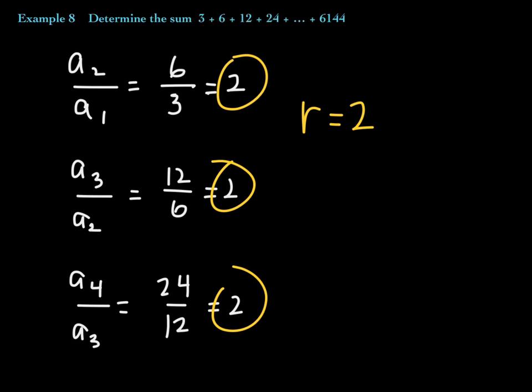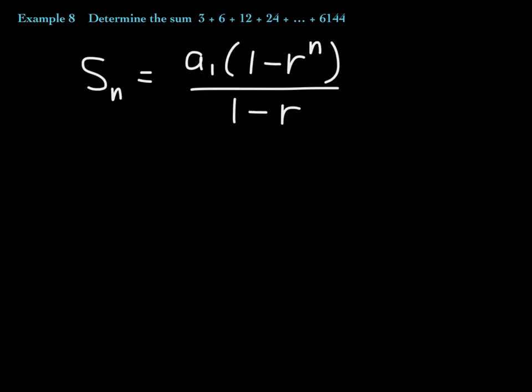Because it's geometric, I'm allowed to use the formula for finding the partial sum, which is given here. Now, I know that my first term is 3. I know that my r value is 2. We just figured that out. What I don't know is n. n stands for how many terms there are. How many terms are you adding? They never said find the sum of the first 15 terms or the first 20 terms or whatever. They just said find the sum. And I don't know how many terms there are, right?